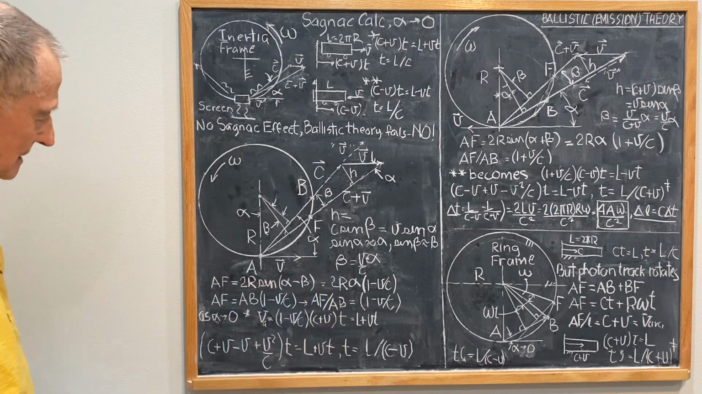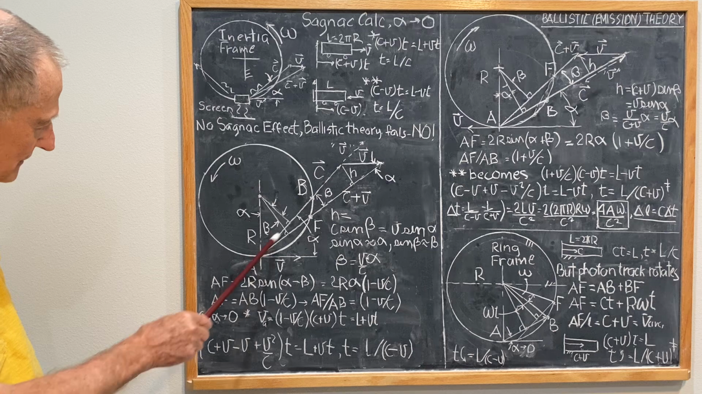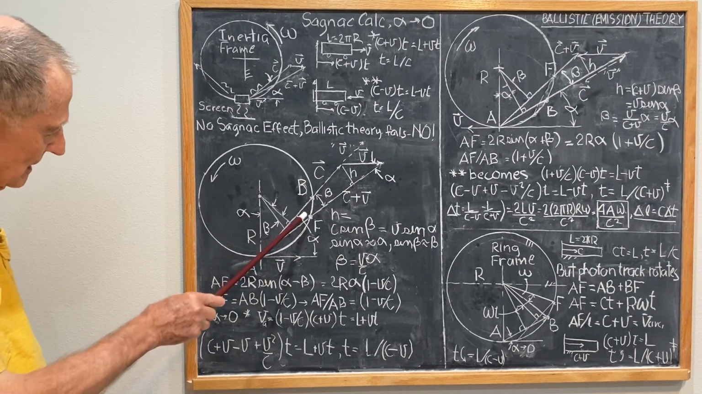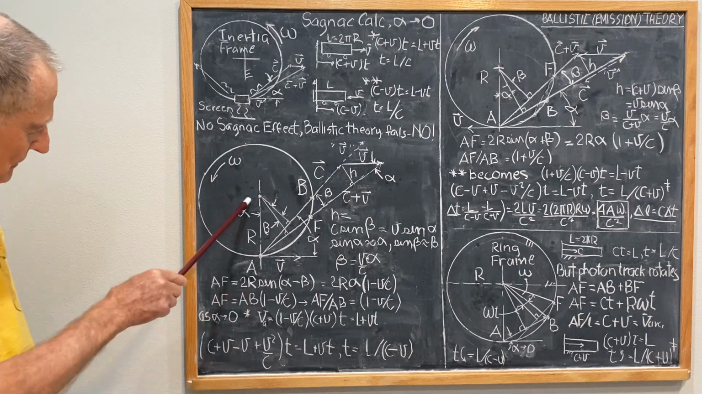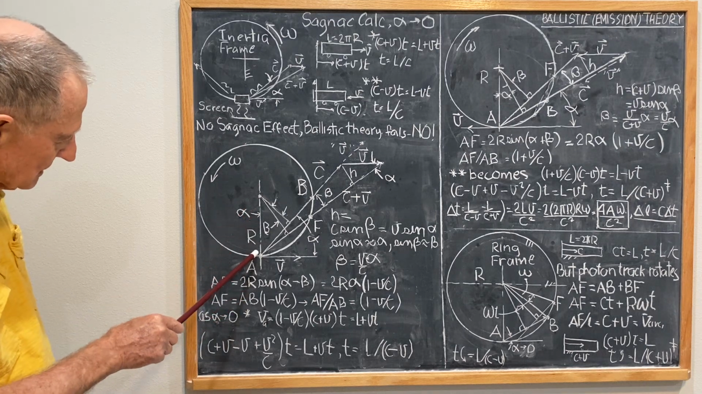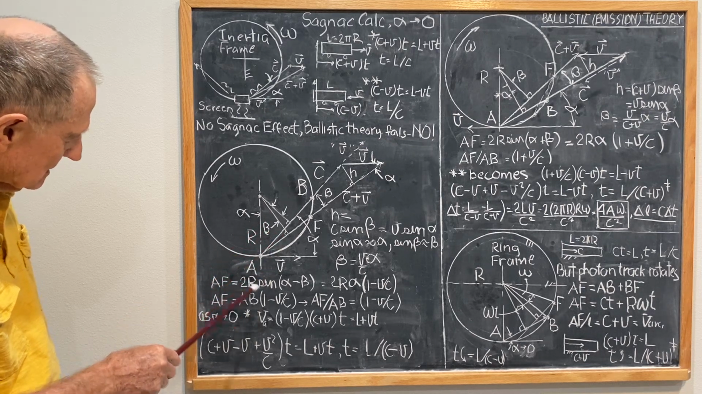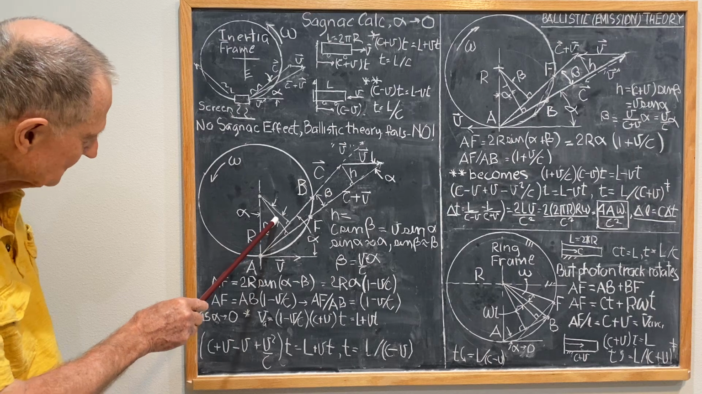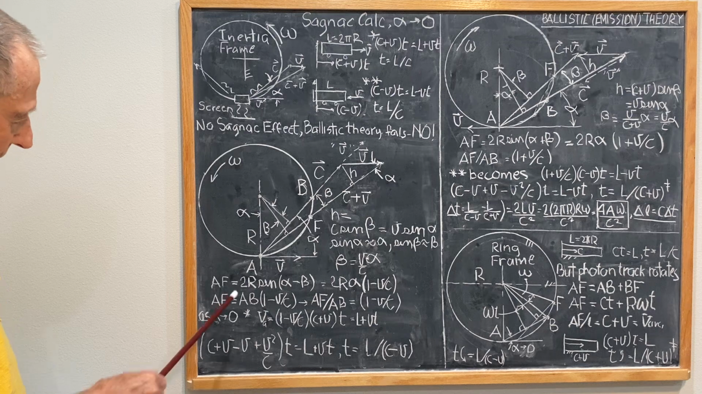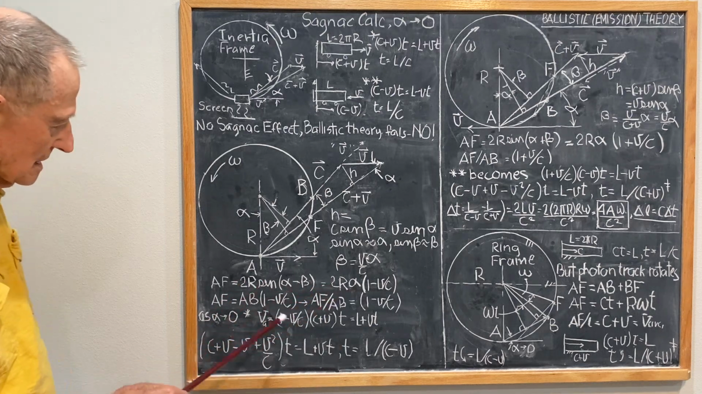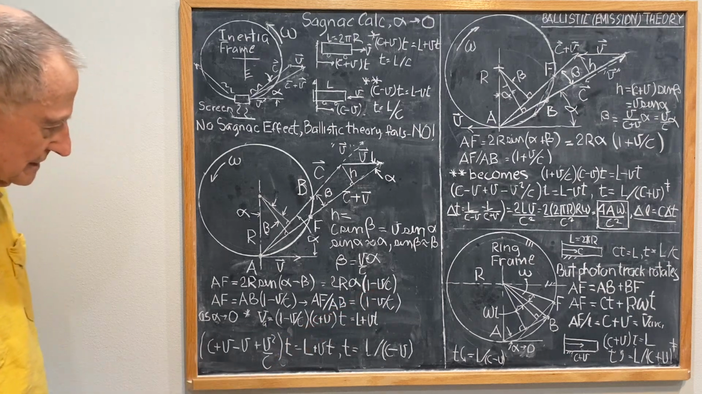And then from that, you get that AF is twice r times the sine of this angle here, which is alpha minus beta. And that's equal to 2r alpha times, substituting beta equal v over c alpha, times 1 minus v over c.